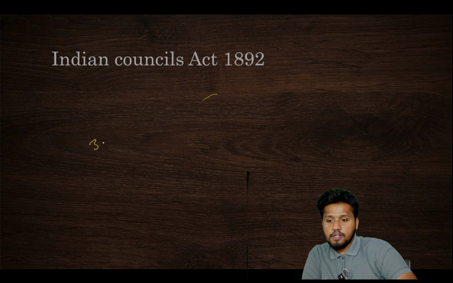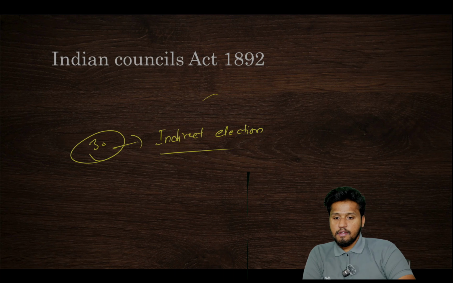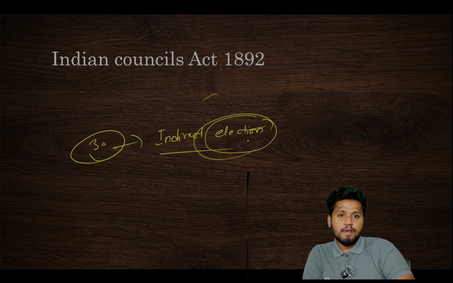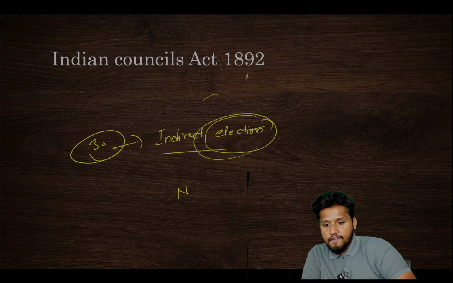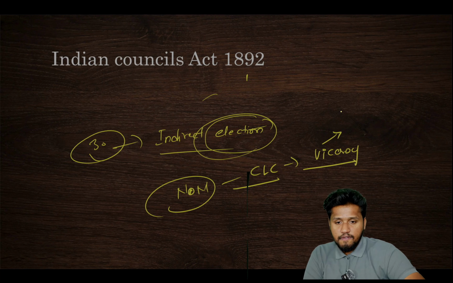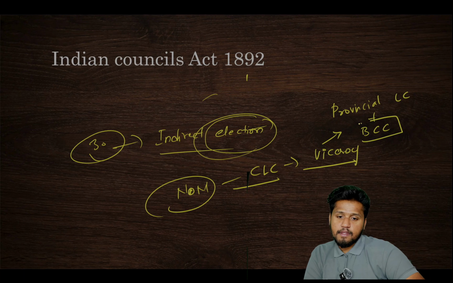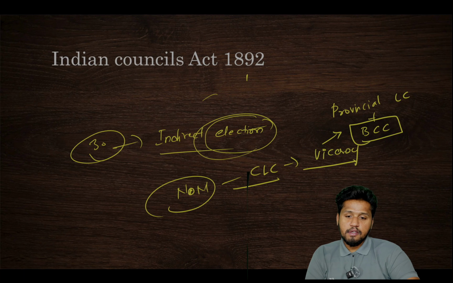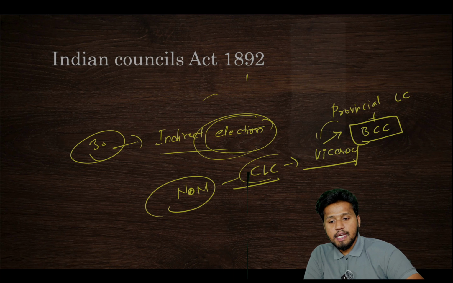The third important feature of this Act is that it started the concept of indirect election. Though the term election was not mentioned in the Act of 1892, the idea is the same, where non-official members of the Central Legislative Council were to be nominated by the Viceroy on the recommendations of the Provincial Legislative Councils plus the Bengal Chamber of Commerce. On the recommendations of these two bodies, the Viceroy can nominate members to the Central Legislative Council.